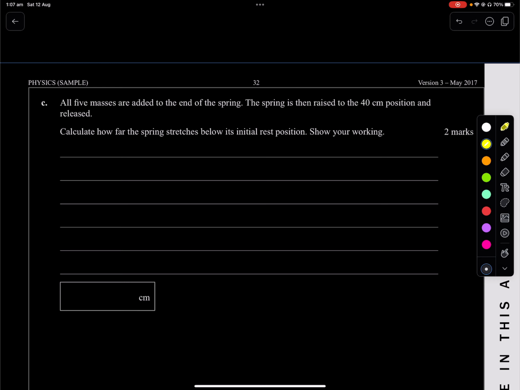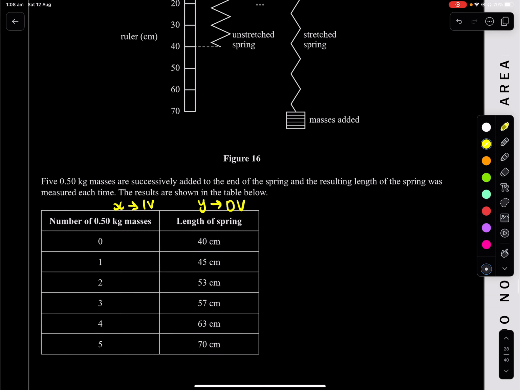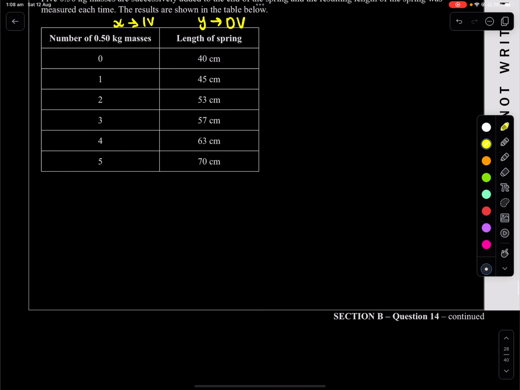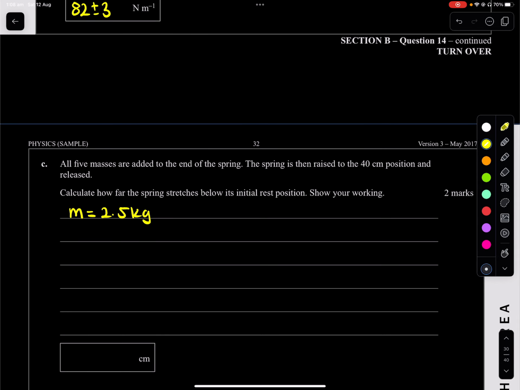All 5 masses are added to the end of the spring, and the spring is then raised to the 40 centimeter position and released. Calculate how far the spring stretches below its initial rest position. Okay, this is not too bad. So all 5 masses are added to the spring, so your m is 2.5 kilograms. The spring is raised to the 40 centimeter position, back to its original position, and then released.